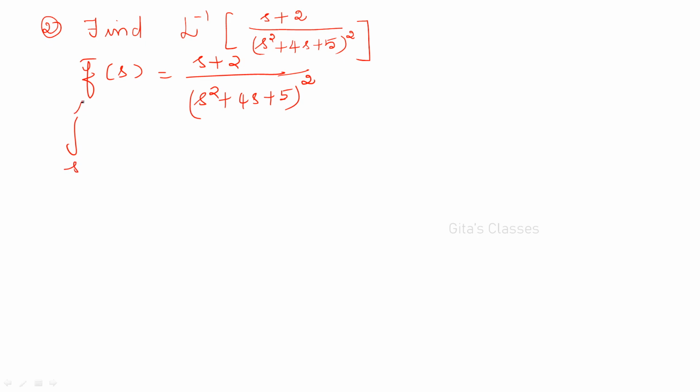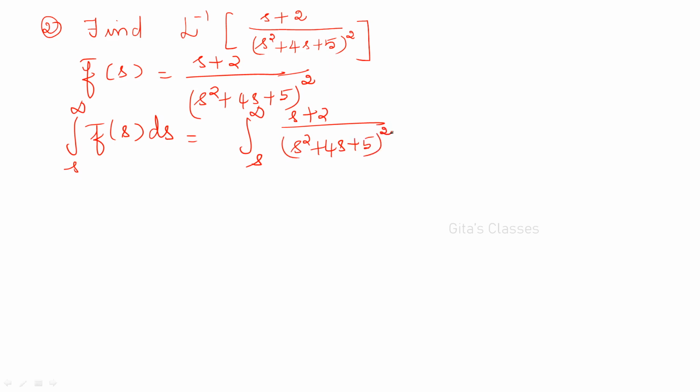So integral s to infinity f bar of s ds is equal to integral s to infinity s plus 2 divided by s squared plus 4s plus 5 the whole squared into ds, right? So here in the denominator, if you have the differential of the denominator in the numerator, then we can easily do the f of t into f dash of t formula. Okay. So here s squared plus 4s plus 5, if you differentiate, what will you get? 2s plus 4. So here we have s plus 2.